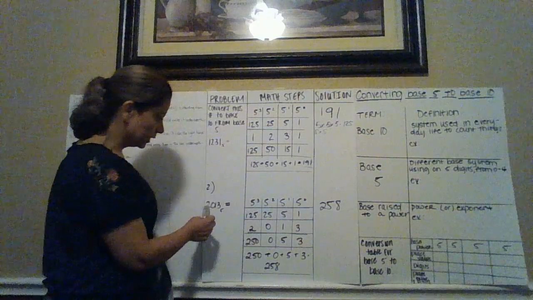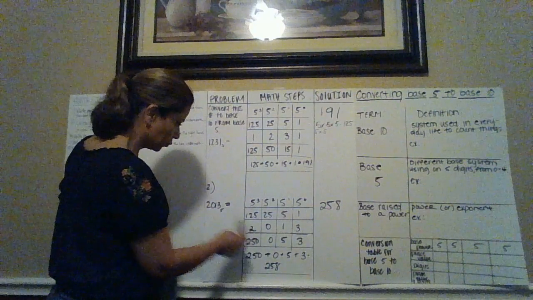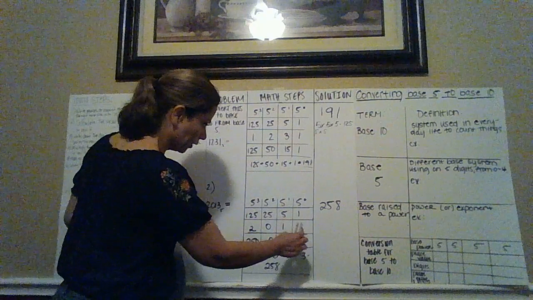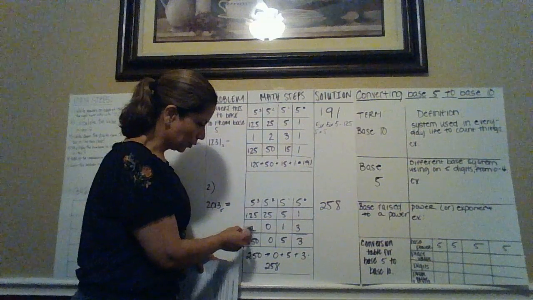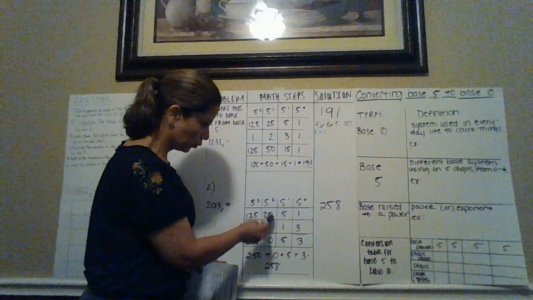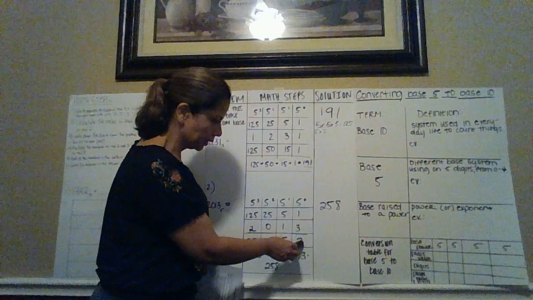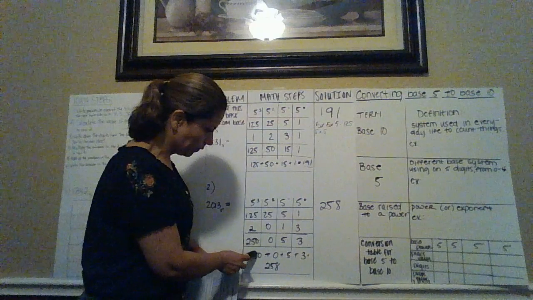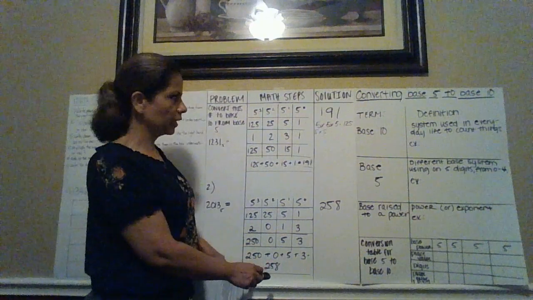And then we put our digits in our third row, which is our problem. The 2 goes in the first column, the 0 in the second, the 1 in our third, and the 3 in our fourth. And then we multiply the second and the third row to get our fourth row. So 2 times 125 is 250, 25 times 0 is 0, 5 times 1 is 5, and 1 times 3 is 3. And then we add our fourth row, so 250 plus 0 plus 5 plus 3 equals 258.